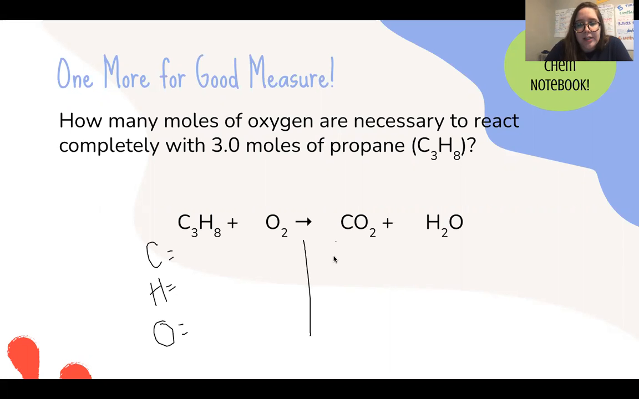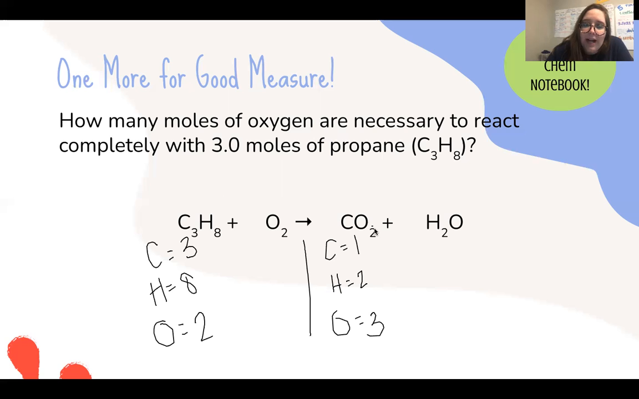C, H, and O. All right, it looks like on my reactant side, I have 3 carbons, 8 hydrogens, and 2 oxygens. And on my product side, I have 1 carbon, 2 hydrogens, and 3 total oxygens. Remember, we combine, we do 2 plus 1 to find the total atoms. So let's get started with balancing.